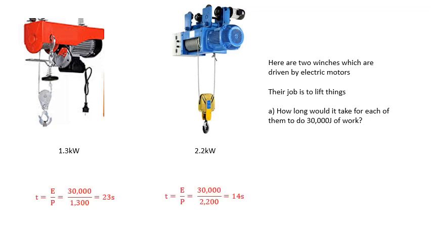There you go. So again, you need to rearrange the equation. By the way, you need to learn that equation. Rearrange it. Time is energy over power. So the first one, 23 seconds. And then the second electric motor, it's more powerful. It does it quicker. It does it in 14 seconds.